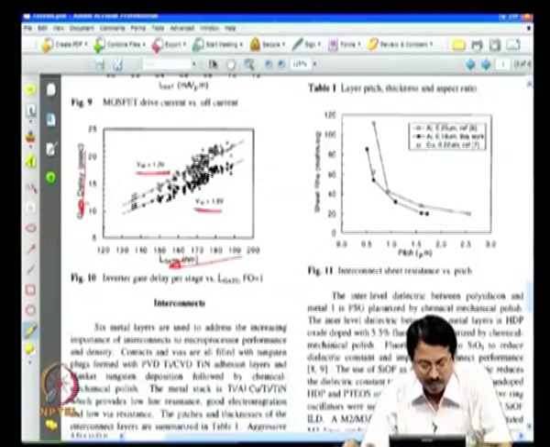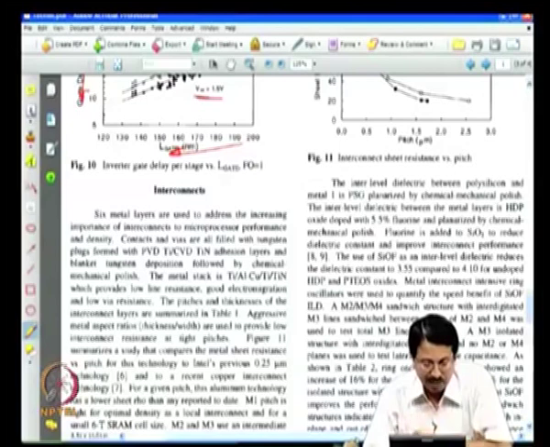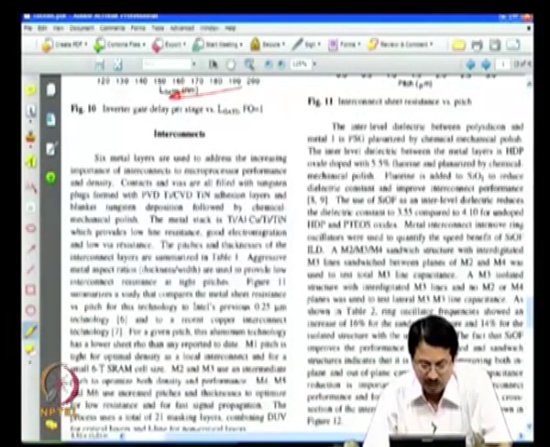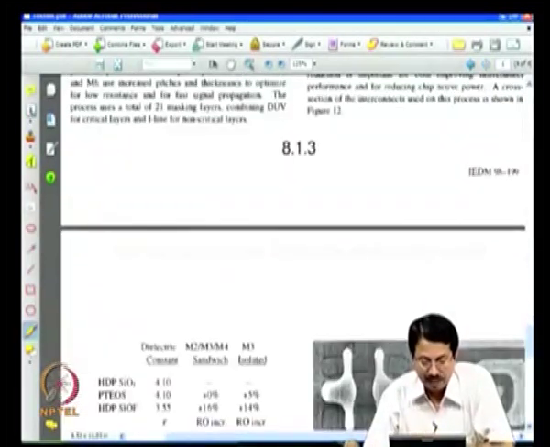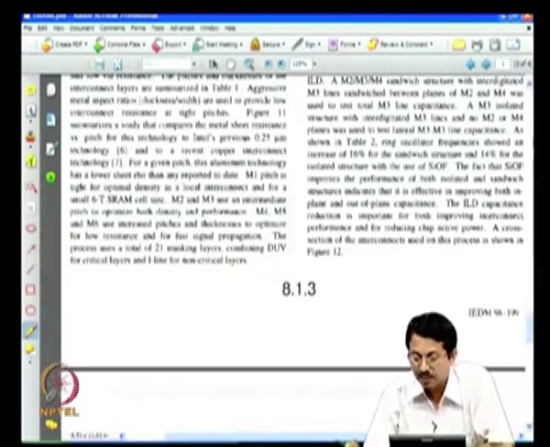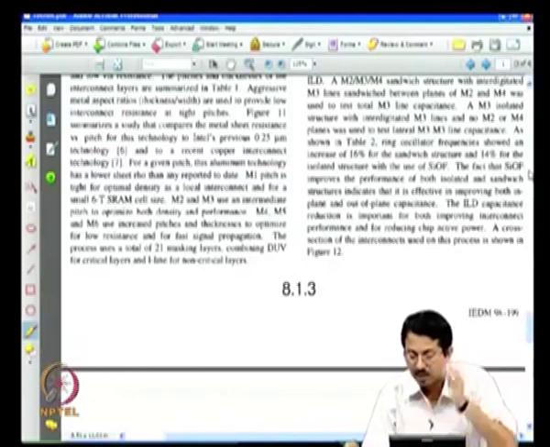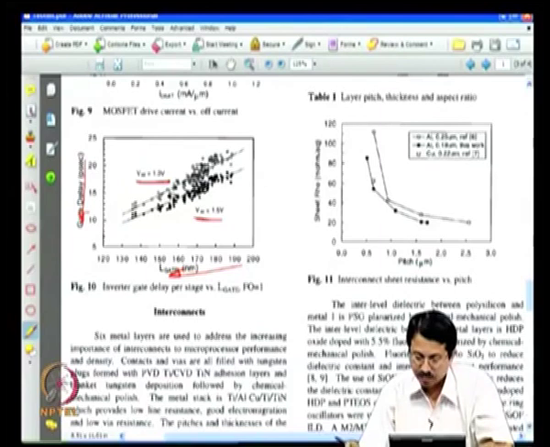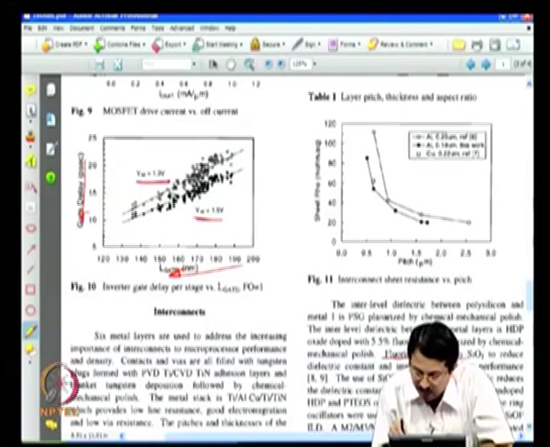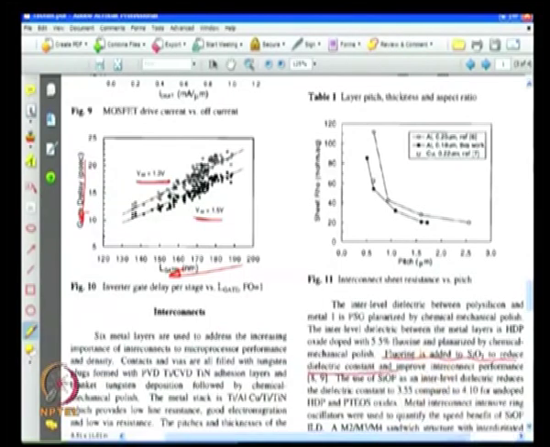And they do the interconnects. The interconnect is essentially aluminum in this case; they have not yet used copper. But the only thing that they have done differently in interconnects is to use fluorinated silicon oxide, as I mentioned earlier here. You see, fluorine is added to a silicon oxide to reduce dielectric constant and improve interconnect performance.